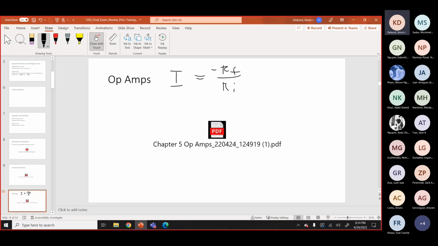Okay, so what about non-inverting? 1 plus RF over RI. Okay, easy enough. You guys know this stuff. Okay, then let's do difference amplifier.